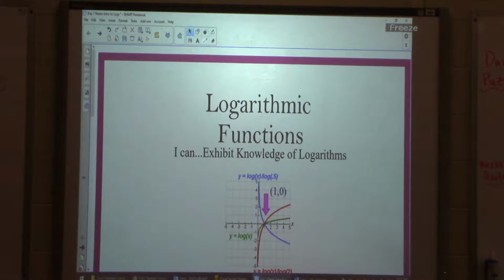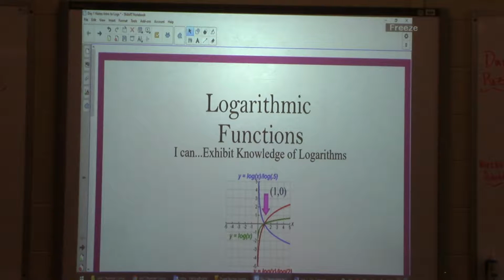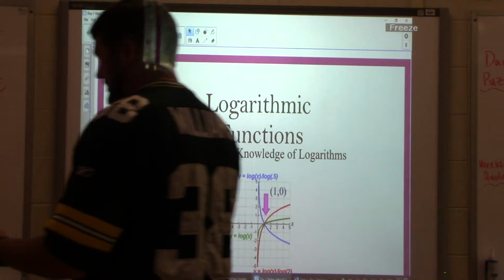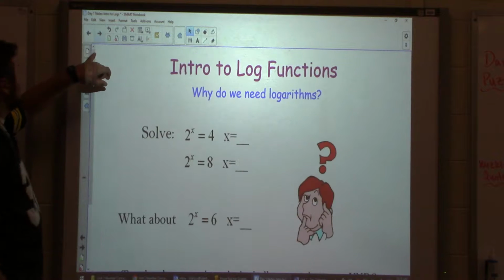Unit 4 is logarithms. This should be probably brand new to you guys. I highly doubt any of you have seen logarithms before. If you have, awesome, right? Step up for you. Otherwise, for us, it's brand new. So, logarithmic functions, first and foremost. Why do we need them?